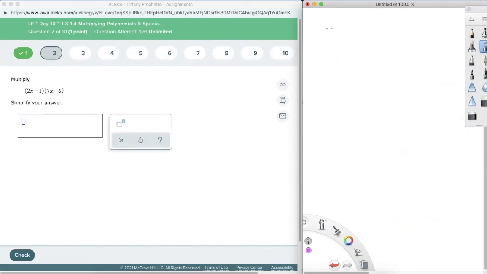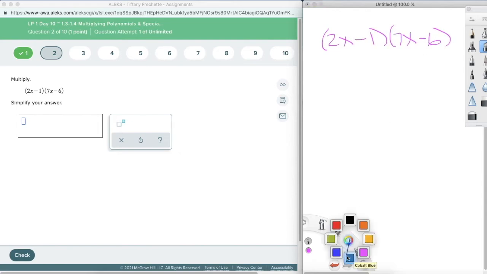So 2x minus 1 and 7x minus 6. I'm going to go ahead and use my, it's FOIL, but I just like to focus on it. So I'm going to use this 2x, and I'm going to multiply that by everything over here. So I'm distributing one piece at a time.